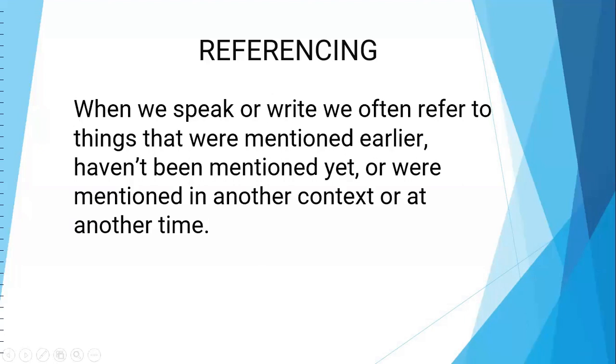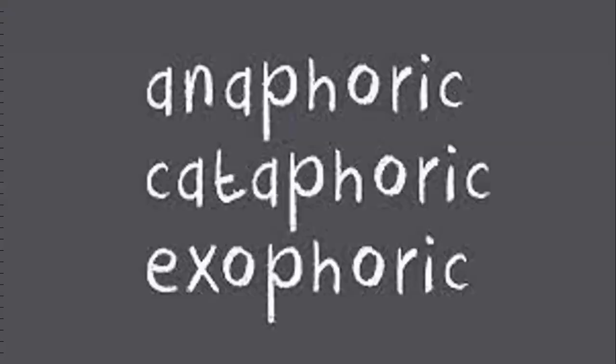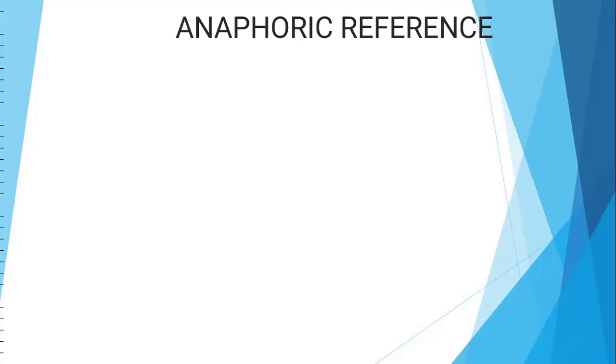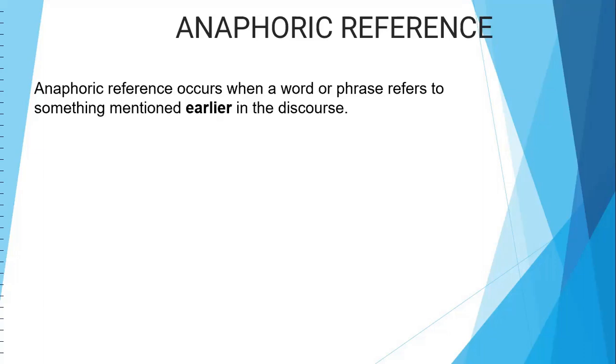When we speak or write, we often refer to things that were mentioned earlier, haven't been mentioned yet, or were mentioned in another context or at another time. It means we are going to talk here about anaphoric, cataphoric, and exophoric references. Anaphoric reference. An anaphoric reference occurs when a word or phrase refers to something mentioned earlier in the discourse.